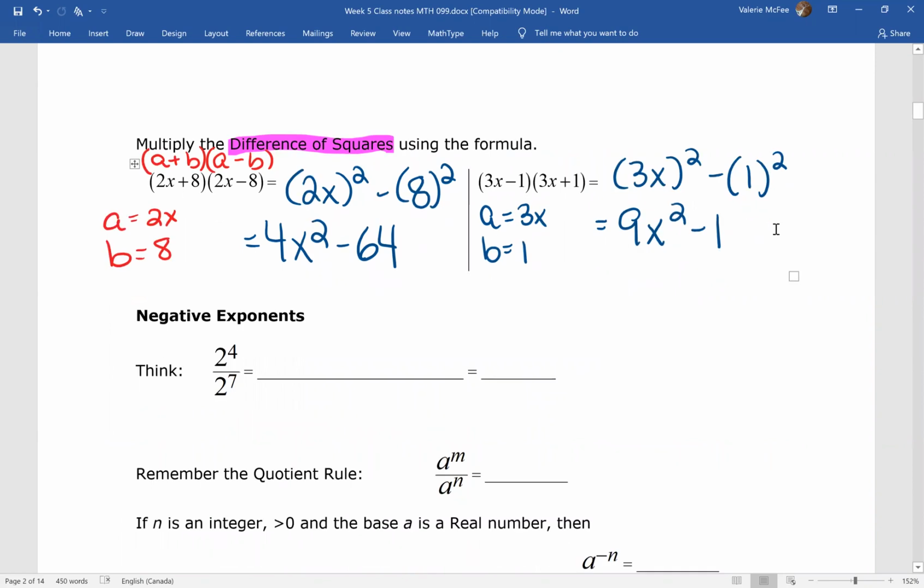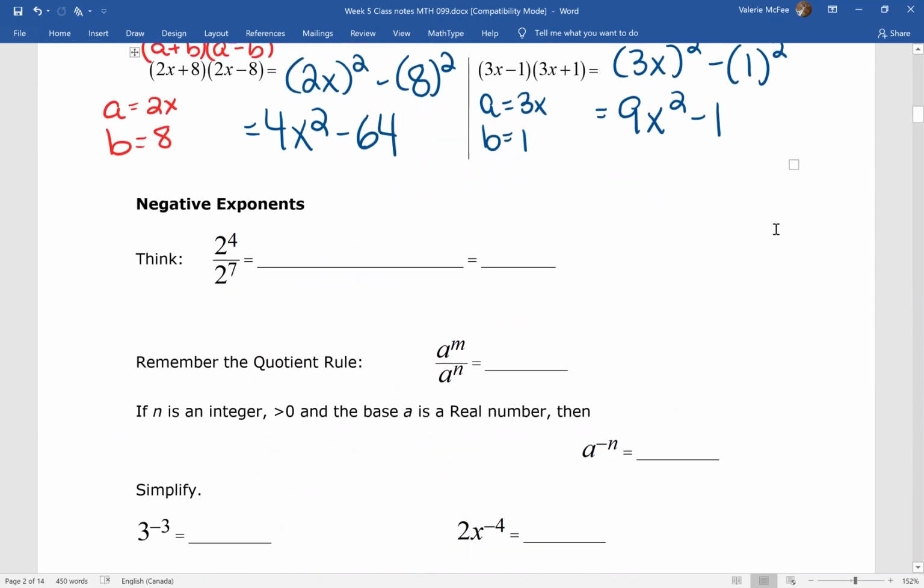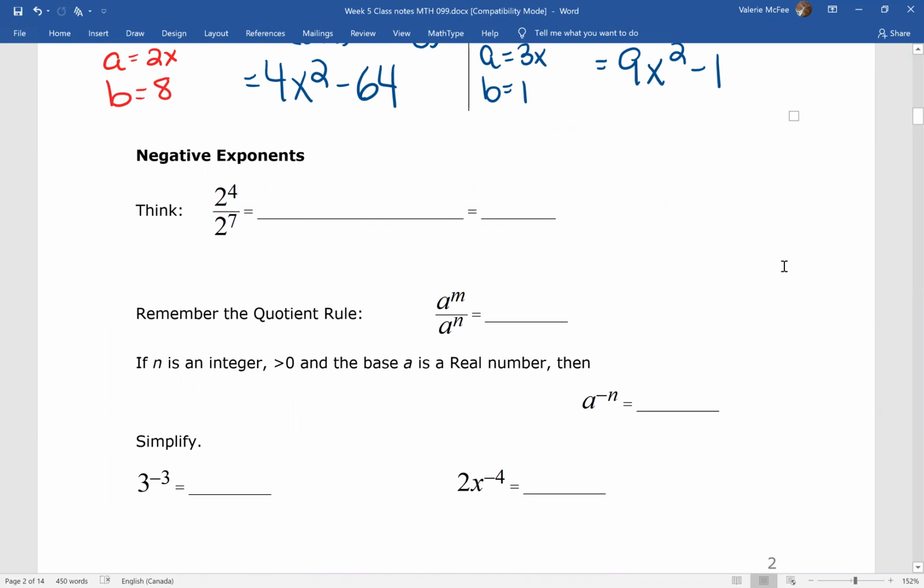All right, we want to go back and talk about exponents a little bit. Think about this question. 2 to the power of 4 divided by 2 to the power of 7. If I use expanded multiplication, it looks like this. And when I divide, 2 divided by 2 is 1. I have 1 over 2 cubed.